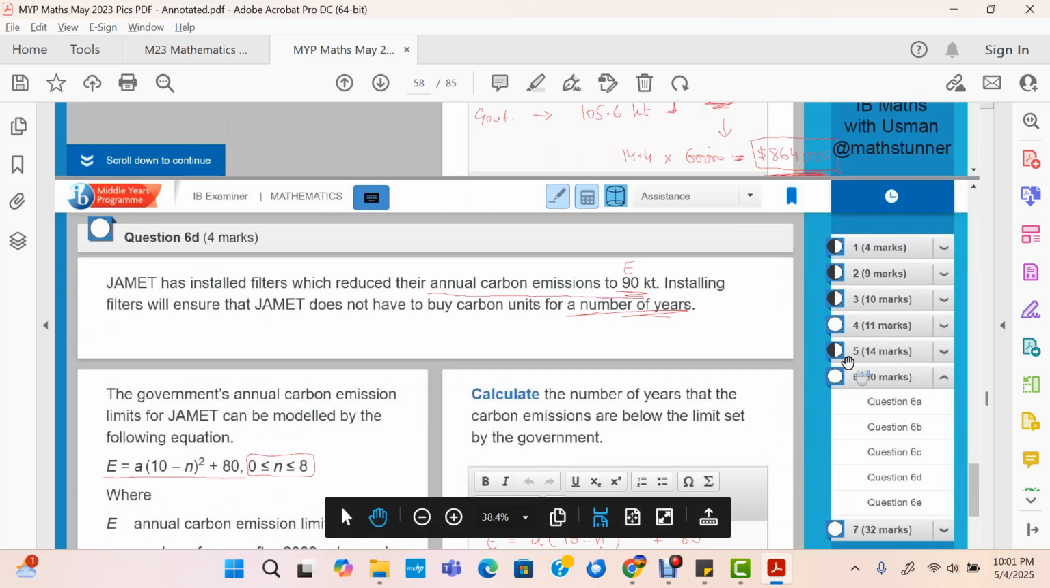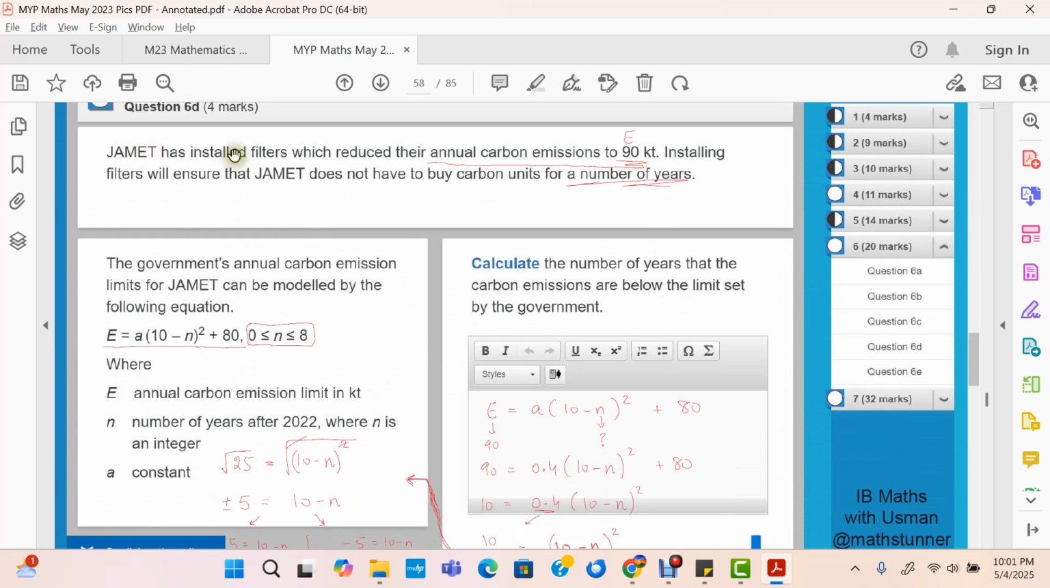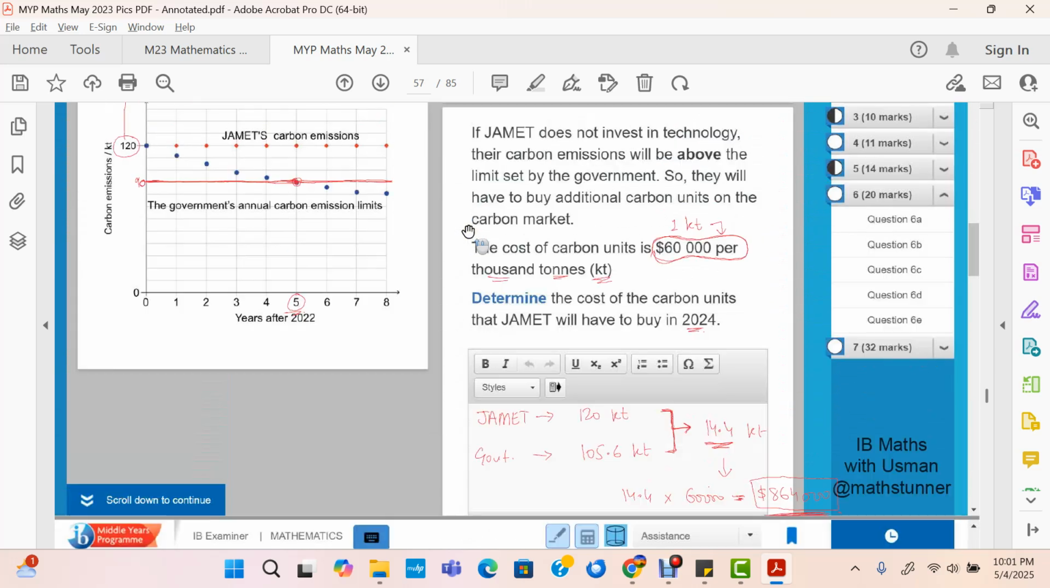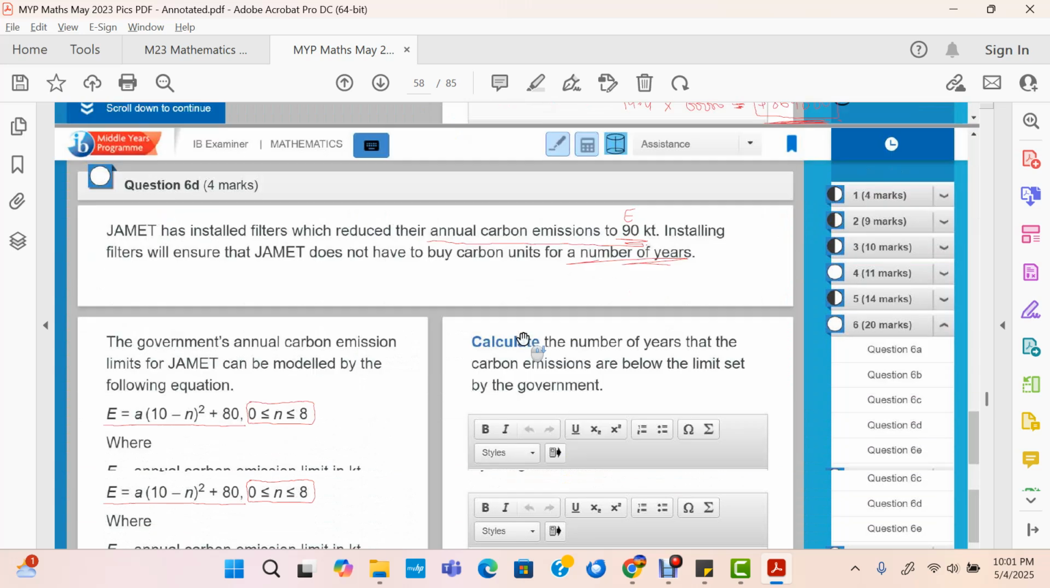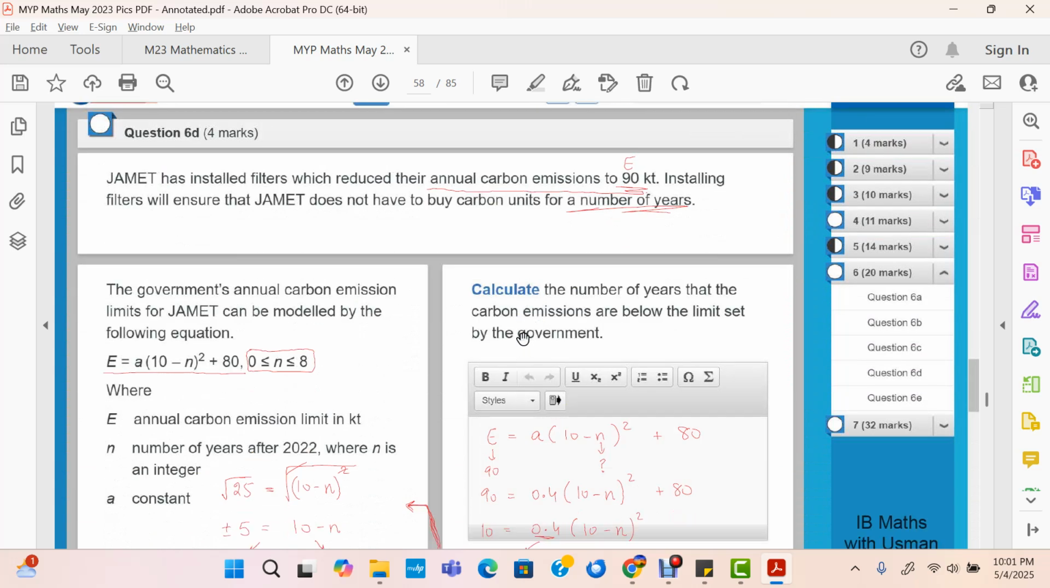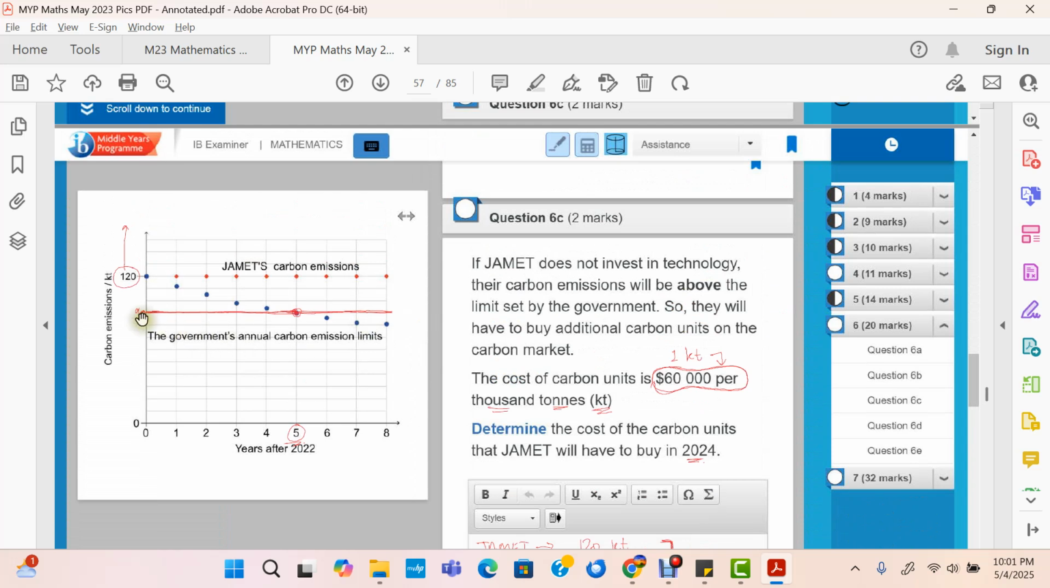Okay. Alright, Jamet has installed filters which reduce their annual carbon emissions to 90 kilotons. So now your carbon emissions are not this, they are at 90 kilotons. So common sense. For how many years are you now safe? For how many years are the carbon emissions below the limit set by the government, or for how many years you're not supposed to give any tax? You can look at it from the graph and just say, for 5 years I'm safe.